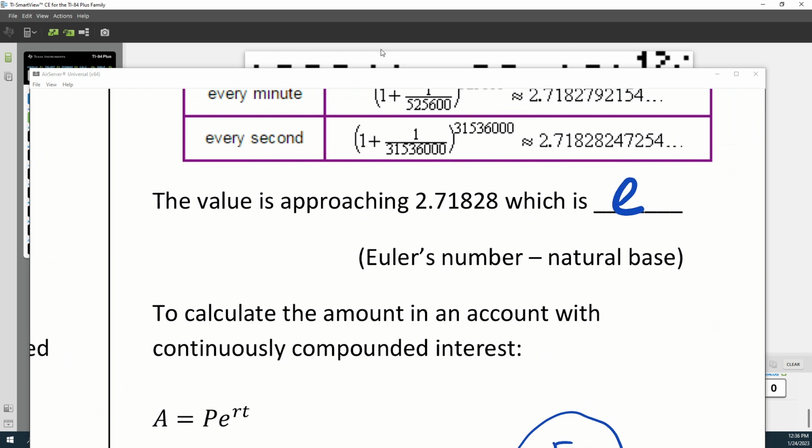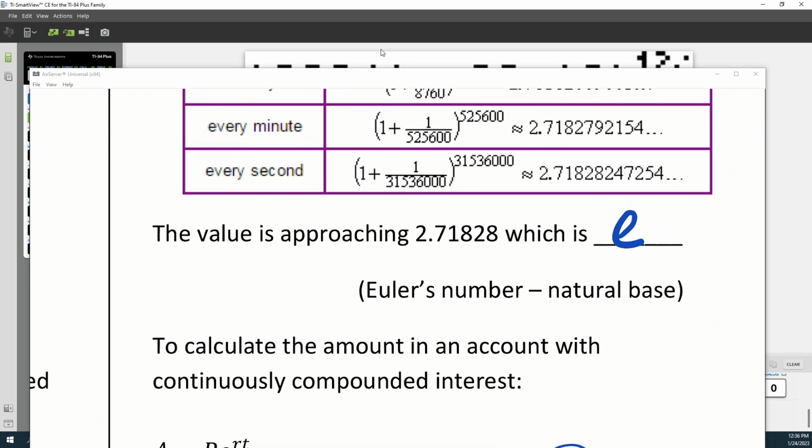There's that many seconds in a year. That's a lot. Yeah, that's how many seconds are in a year. There's 525,600 minutes in a year, and then multiply that by 60. It gives you that.